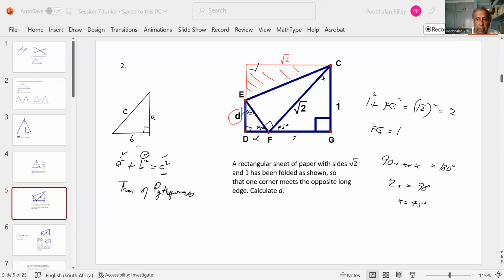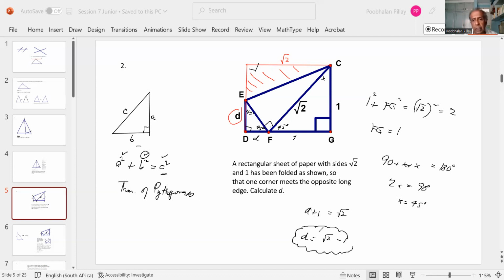Okay, and finally we are asked to find D, and this is very nice because now you have that this side here, D plus 1, is the side of a rectangle. But we know that's equal to the square root of 2, which is the same as that. And then you have one equation with one unknown, and you can solve for D. Take the 1 to the other side, and you have this nice result that D is equal to the square root of 2 minus 1.